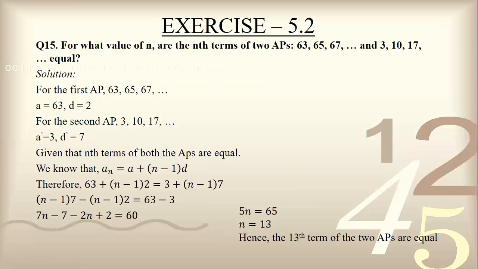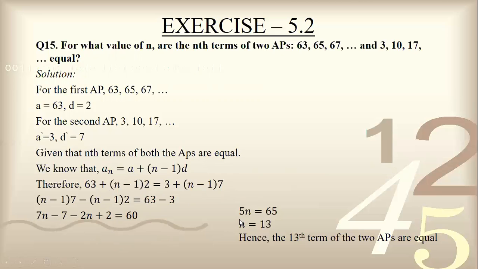So an is a plus n minus 1 into d. So 63 plus n minus 1 into 2 equals 3 plus n minus 1 into 7. Why aren't we writing n and n dash? Because n is the same for both the APs. That is what we have to find out. So that is why we are not denoting it as n and n dash over here.